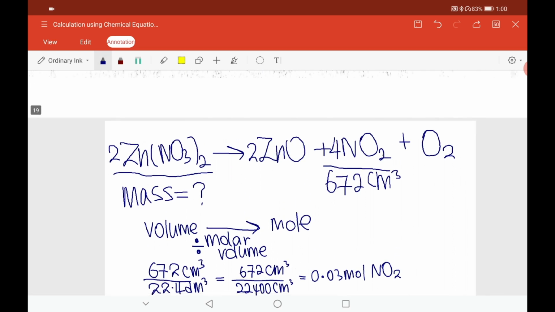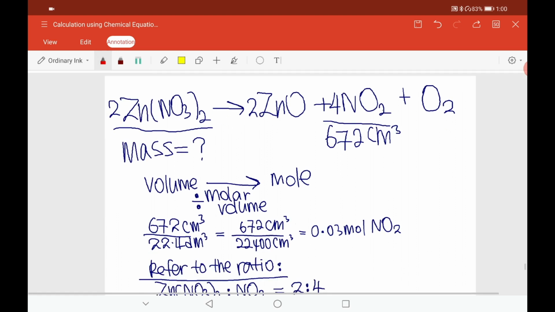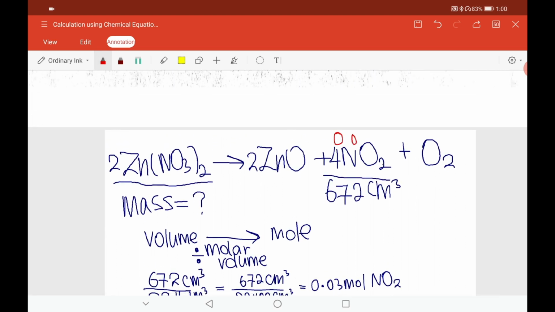As you can see, the mole for NO2 we know already. NO2, the mole is 0.03. So what is the mole of the ZnNO3? How are we going to find this? To find the mole here, we have to use a ratio. This is 4 and this is 2. So 4 and 2 means what? The zinc nitrate is always half of the NO2.